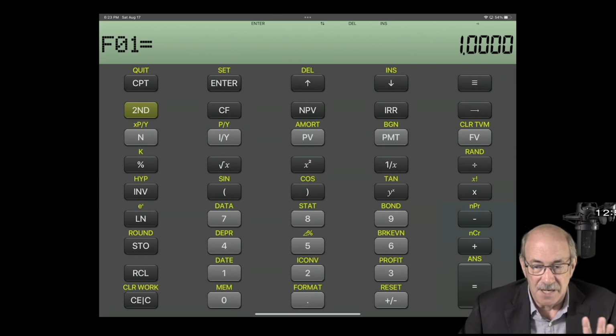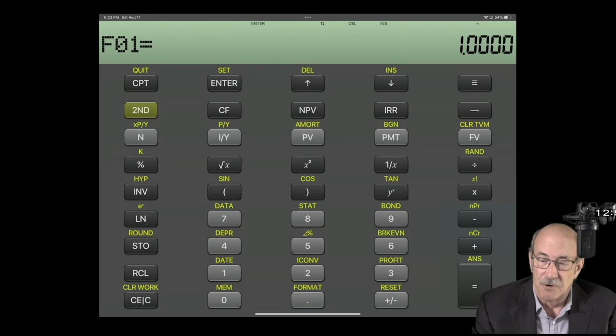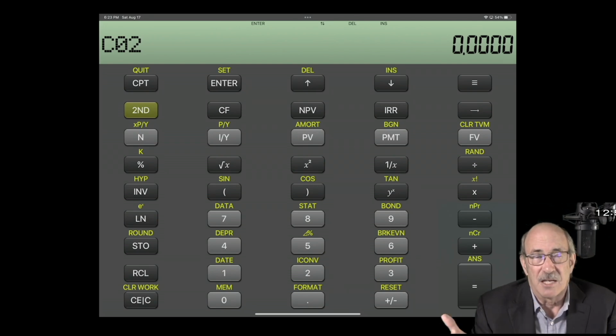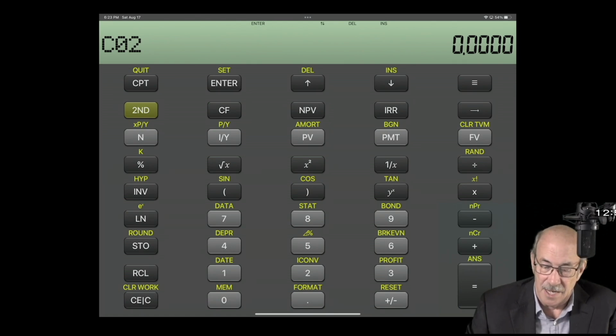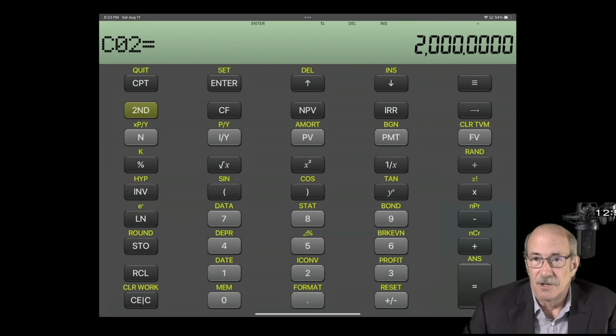So I'm going to leave it as 1. It defaults to 1 anyway. All right. Now down arrow again. Now notice that changes to C02. That's my second year cash flow. It's the end of the period. And I'm going to enter that as $2,000. And I'm going to hit the enter key. And notice it makes that same change. And then down arrow and frequency again is 1.